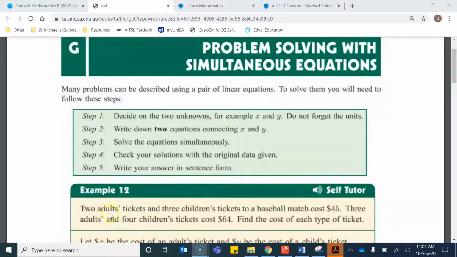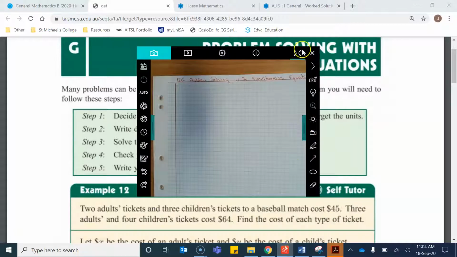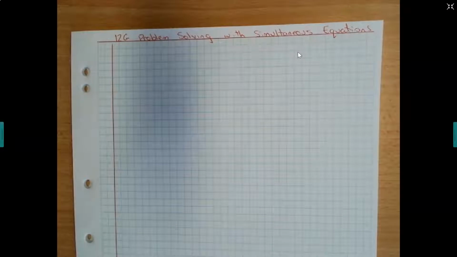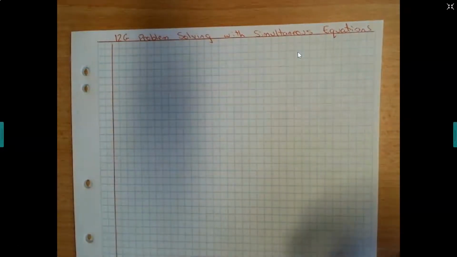So we'll have a look at example 12. 2 adult tickets and 3 children's tickets to a baseball match cost $45. And 3 adult tickets and 4 children's tickets cost $64. So basically the first step, find the cost of each type of ticket. So we need to find the cost of the adult ticket and the cost of the child's ticket. So the first thing that we need to do is define the unknown variables, and you must do this because in the test there will be marks allocated to it.